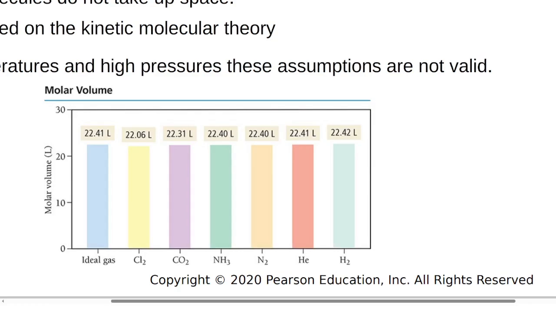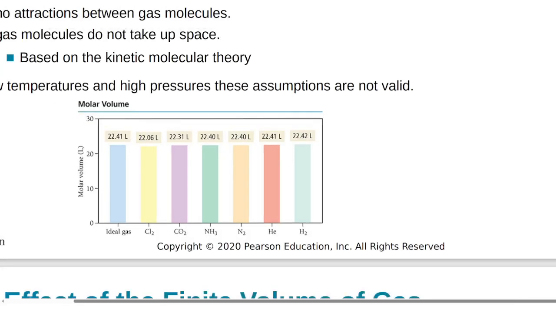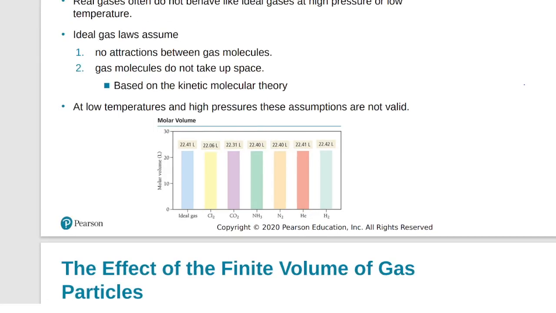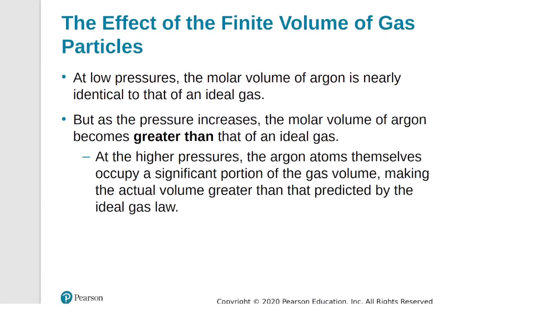You can see here that our molar volume is 22.4 liters per mole for an ideal gas. For chlorine, we see that it's 22.06 liters. For carbon dioxide, it's 22.31 liters, and this is at STP. For ammonia, 22.4, so that one's pretty close. Nitrogen also 22.4, helium 22.41, and hydrogen 22.42. So there's a slight variation.